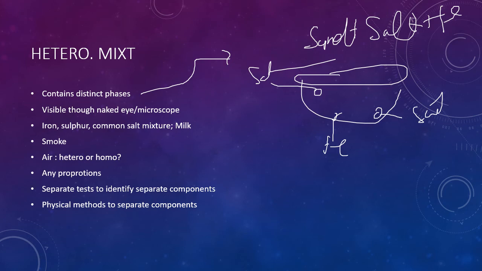It can have different particles at different places, which means it is not uniformly distributed, which also means it has different phases in it. So heterogeneous mixtures are visible through our naked eye or a microscope, but homogeneous mixtures aren't. Homogeneous mixtures aren't visible through the naked eye or a microscope. All right. Then an example given over here is an iron, sulfur, common salt mixture, and milk is a homogeneous mixture. It's not a heterogeneous mixture.